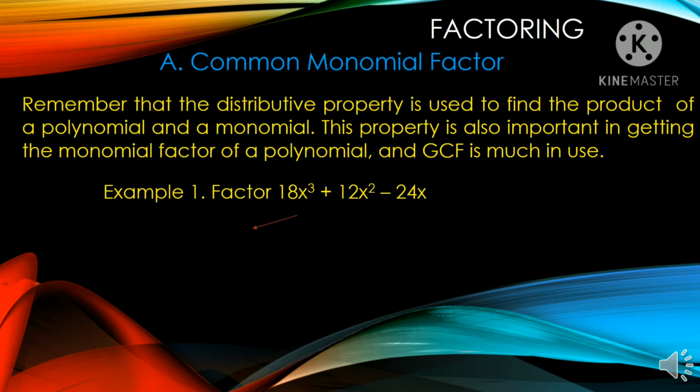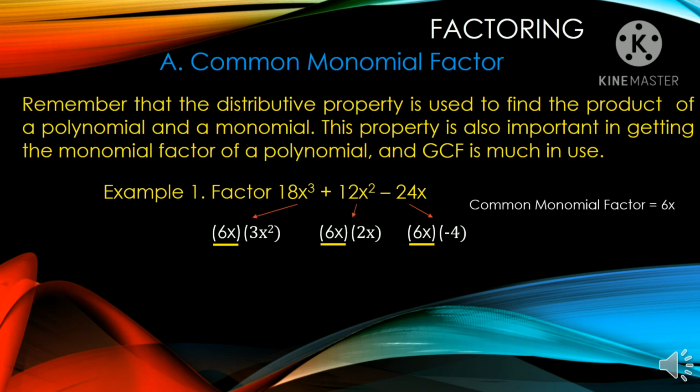Just to show, our 18x cubed can be expressed as 6x times 3x squared. Our 12x squared can also be expressed as 6x times 2x. And our negative 24x can also be expressed as 6x times negative 4. You can see that each of the terms has 6x. So this 6x is what we call the common monomial factor.